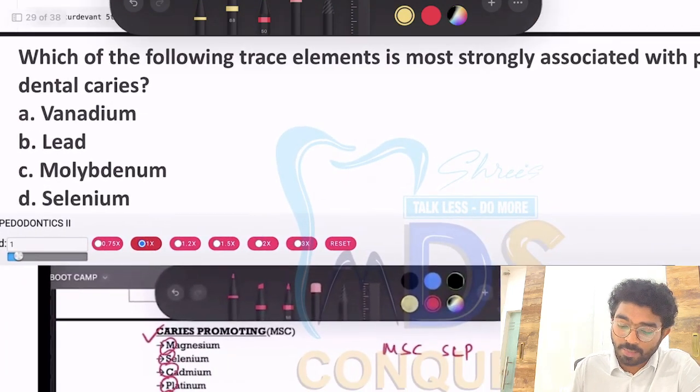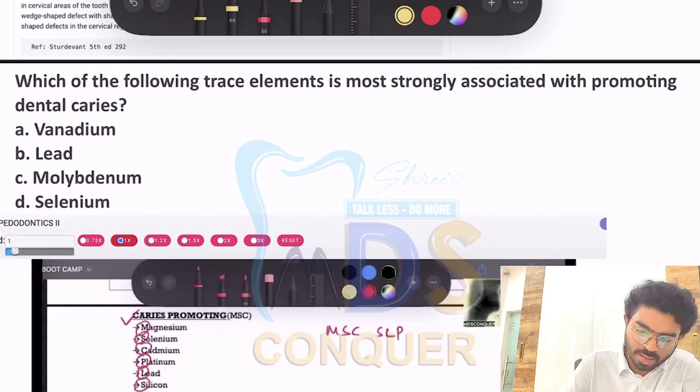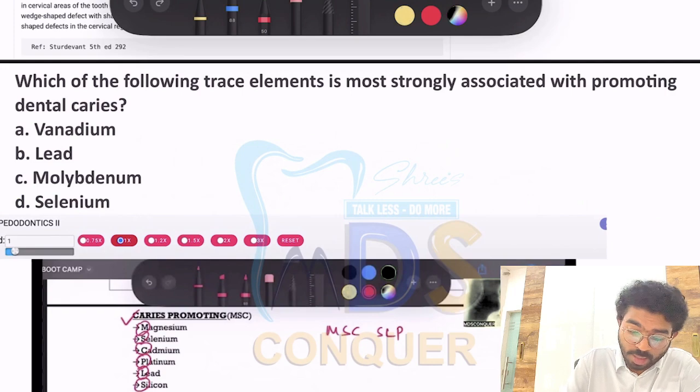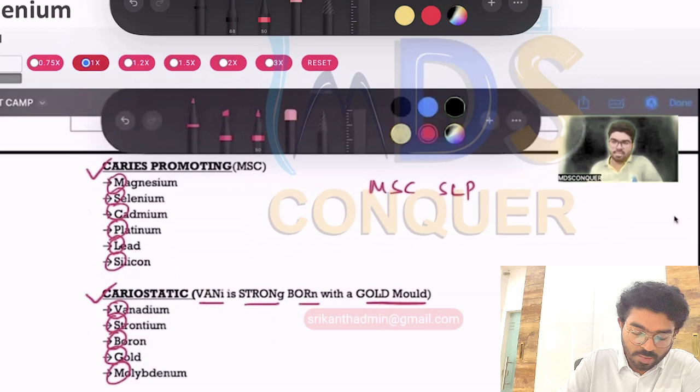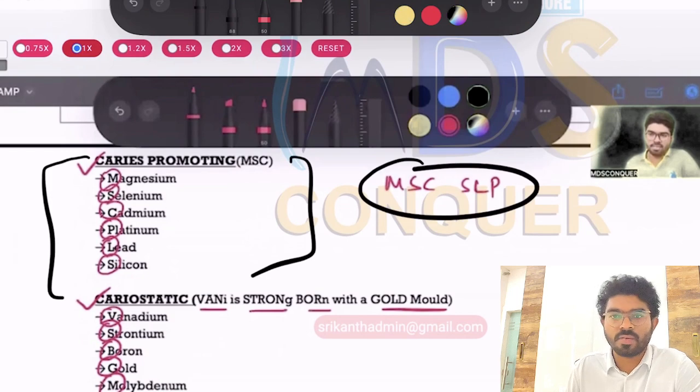Which of the following trace elements is strongly associated with promoting dental caries? Of course, there is a little bit of controversy. B and D options are both right, but if you want to choose between B and D, I strongly recommend D as my final answer. That was discussed in the bootcamp series in the last couple of days, and on the WhatsApp activity also. I have given the code MSCSLP.